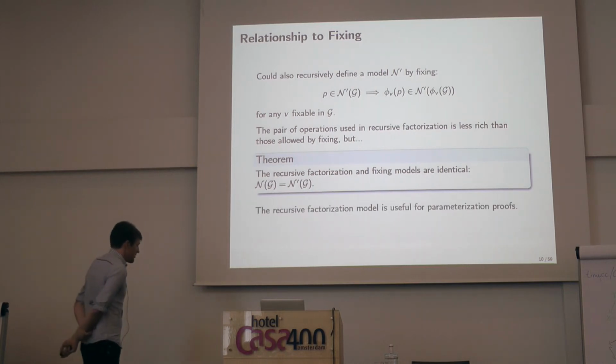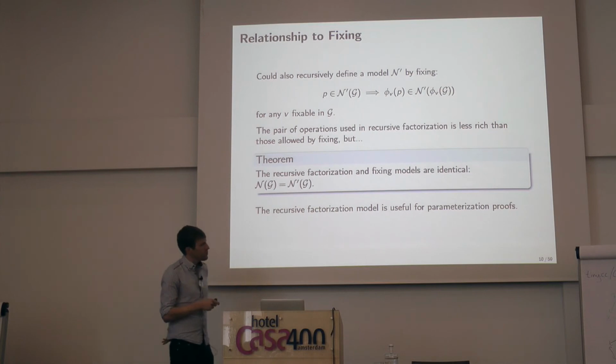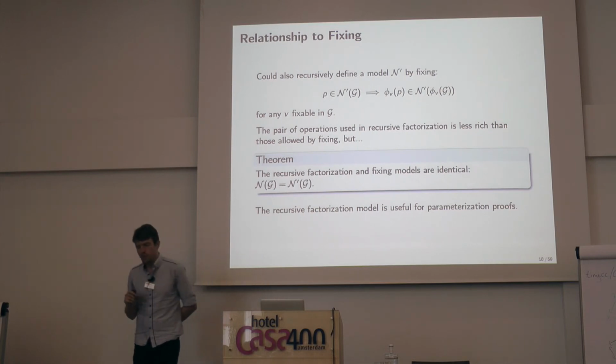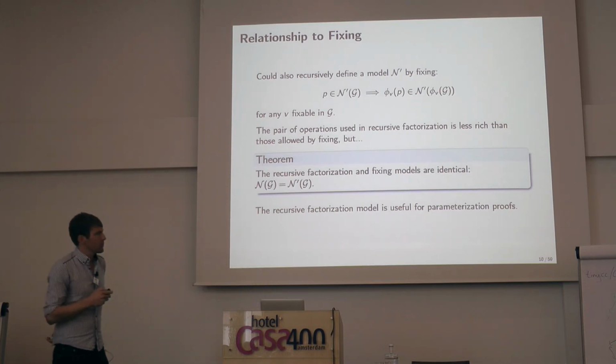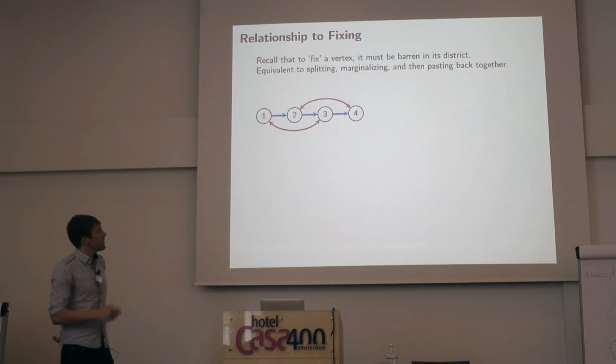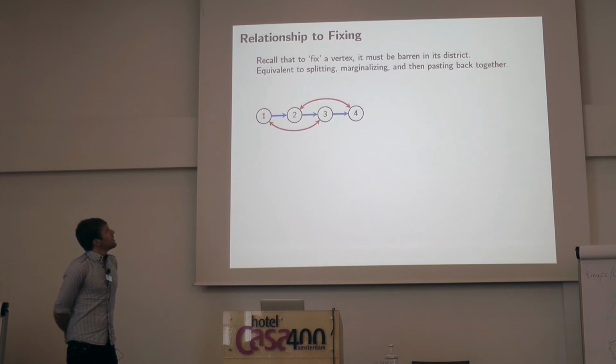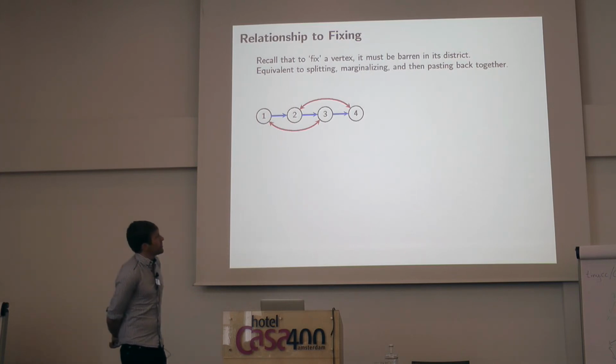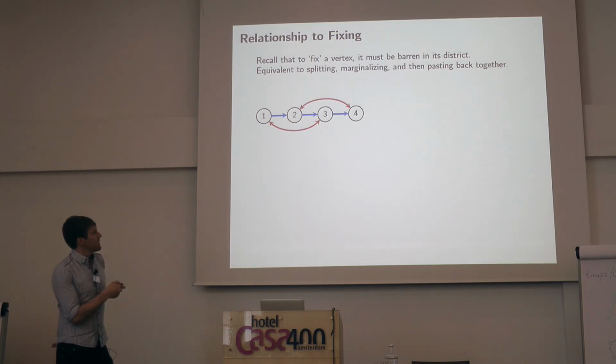So the reason the recursive factorization version is useful is for coming up with a parametrization and for proving things like whether this is a sensible model to use. Okay, so I want to just briefly convince you that it is the same as fixing.